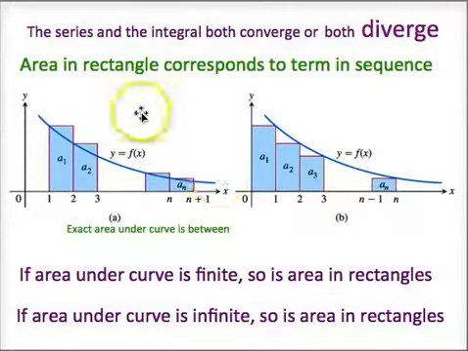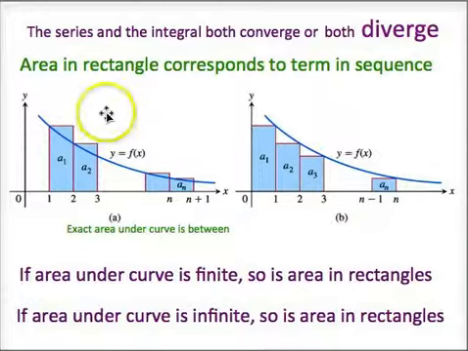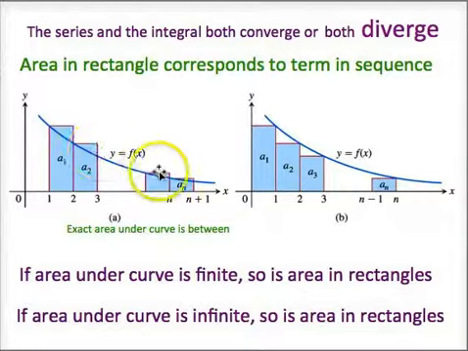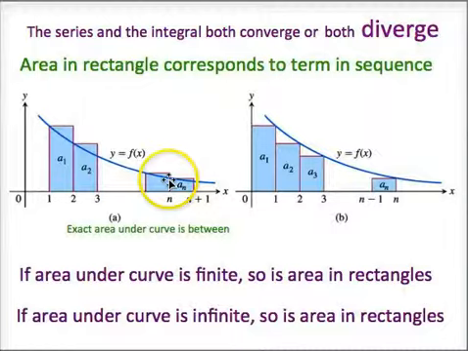This slide just shows you geometrically what's going on. Here is a series. It is continuous. It's positive because it's above the x-axis, and it's always decreasing. If that's the case, we find the area underneath the curve. If this area is finite, in other words, if we get an answer for our integral or for the area, then our integral converges, and so does our series.